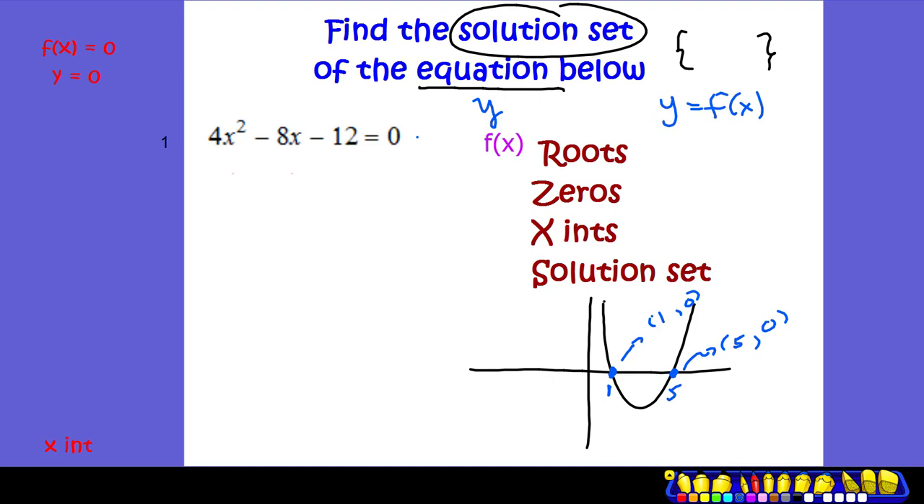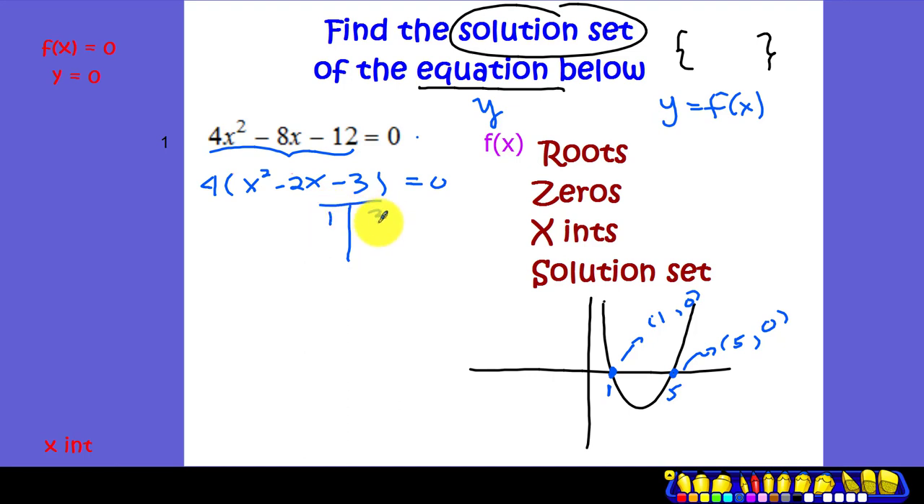So how are you going to factor this? GCF. Okay, we have GCF. Can you give me my GCF, please? 4. All right, 4. What's inside the parentheses then? x² - 2x - 3 = 0. Now let's try to factor your negative 3. What are the factors of negative 3 that will give you a sum of negative 2? 1 and negative 3. Oh, we only have 1 and 3.